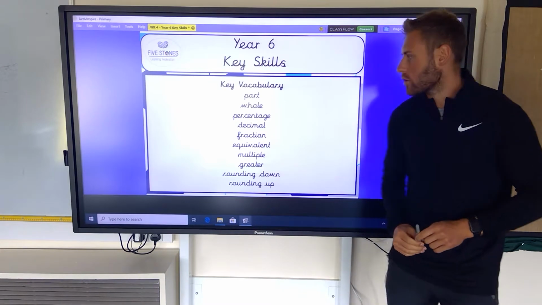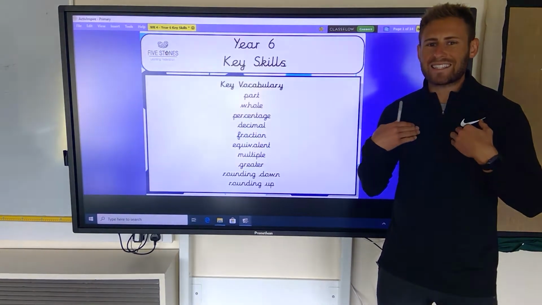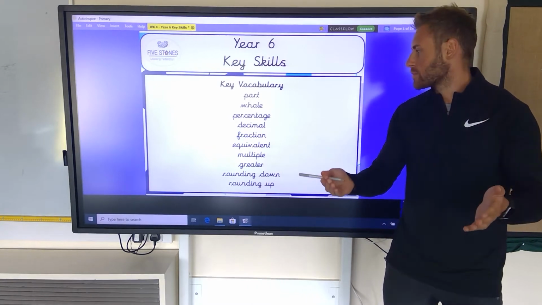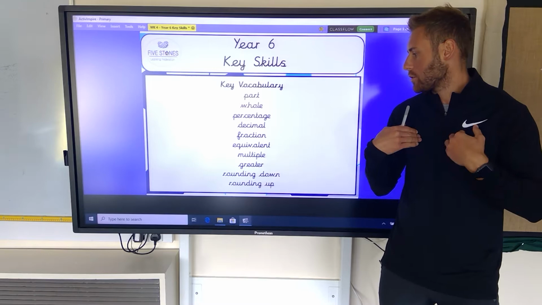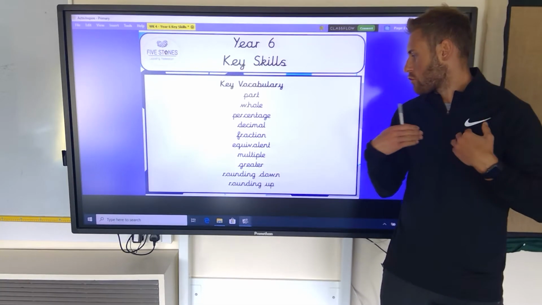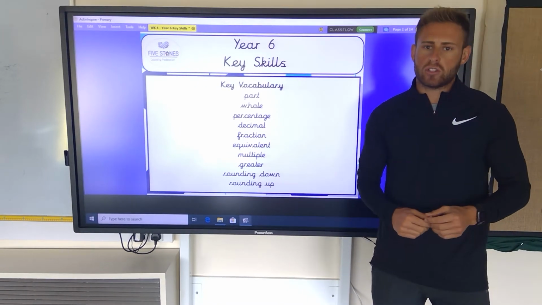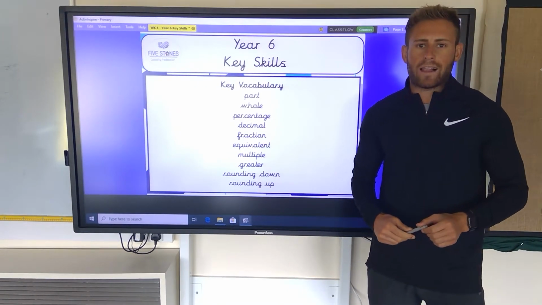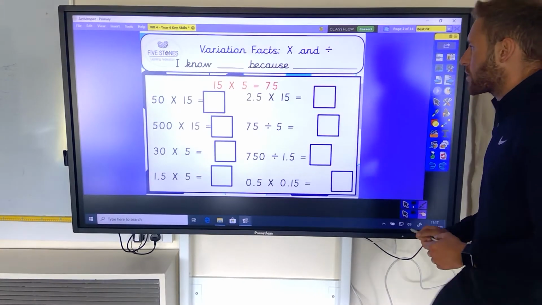So this is the key vocabulary. We are going to be focusing on part, whole, percentage, decimal, fraction, equivalent, multiple, greater, rounding down, rounding up. I'm going to certainly be talking about the nearest multiple as well as we work through that final activity. So let's get started with our first activity.